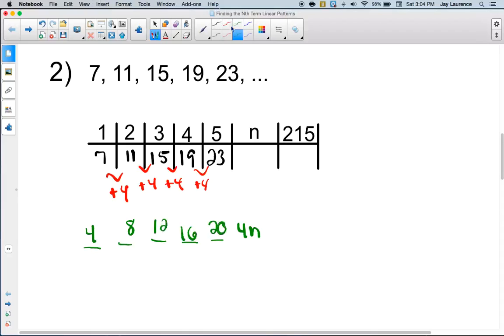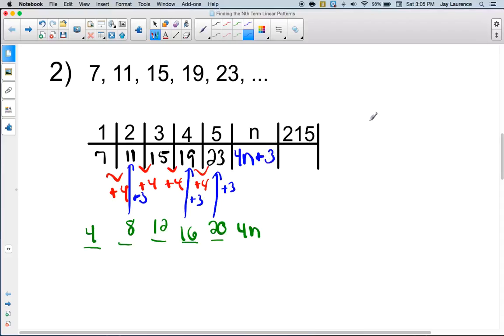Now I ask myself, how do I turn 20 into 23? Well, I think I have to add 3, don't I? To turn 16 into 19, sure enough, I have to add 3. To turn 8 into 11, I have to add 3. So my pattern is going to be 4 times n plus 3. There you go.